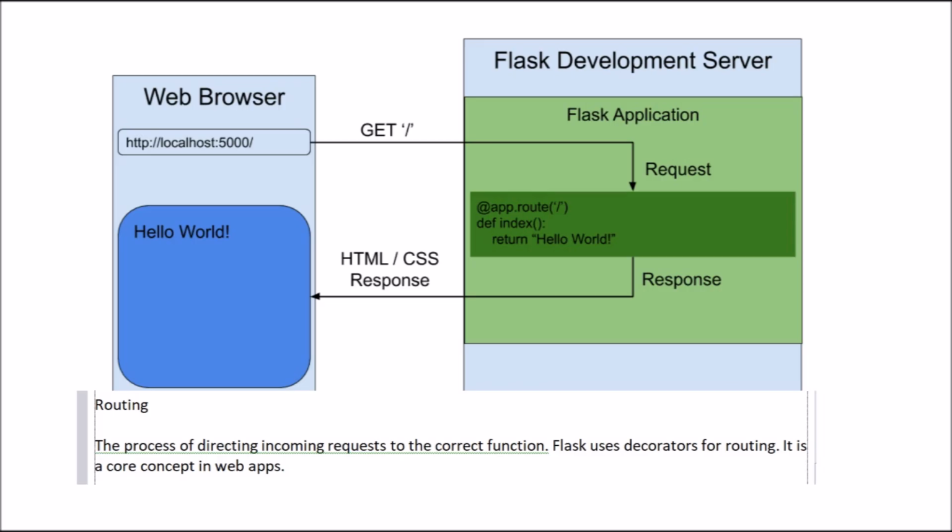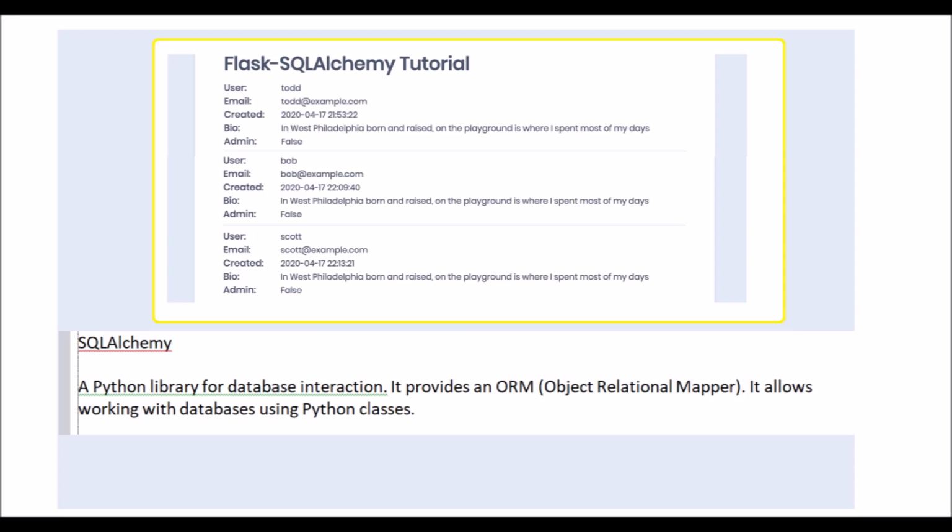Routing. The process of directing incoming requests to the correct function. Flask uses decorators for routing. It is a core concept in web apps.